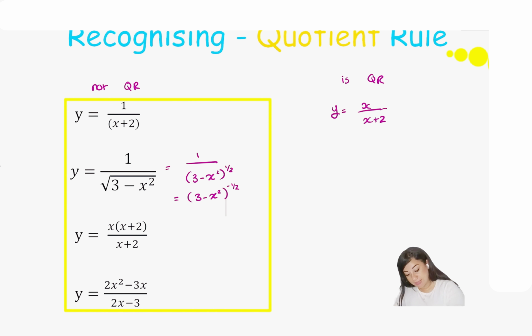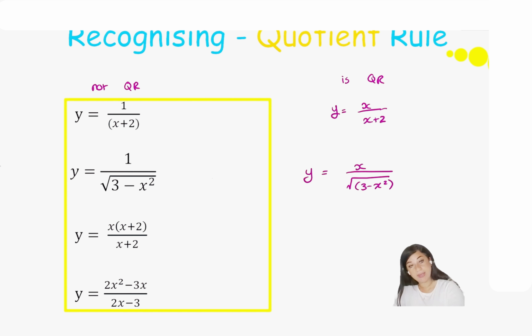Whereas now, let's look at this. If I had y equals x over the square root of 3 minus x squared, can I get rid of the x from the top and the bottom? No, I've got a fraction and I can't get rid of the x, quotient rule. So if it was 5x squared, same thing, I can't get rid of it. So I'm thinking quotient rule.